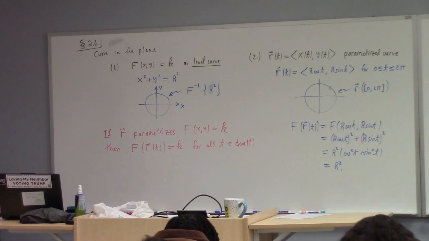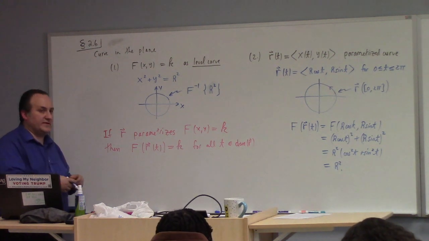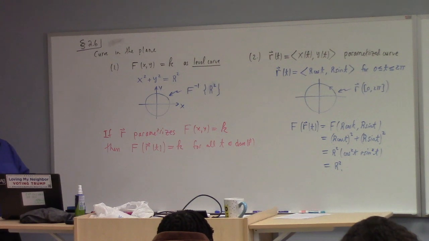So we can test whether or not we have a parameterization by plugging the parameterization into the defining level curve, if we're given a level curve. But of course, you don't have to have a level curve to describe a path. You can just as well describe it parametrically. These are two different competing viewpoints.